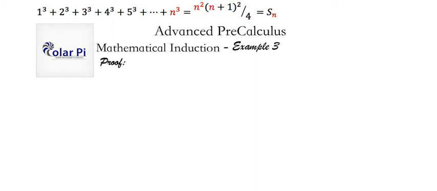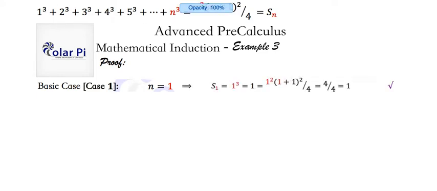Okay, so the proof. We start with case 1 as usual. And here n equals 1. So on the left-hand side, we just have 1 cubed, and that's 1. And then on the right-hand side, we use a formula where we replace n with 1, and we get 4 over 4, which is also 1, so we're good.